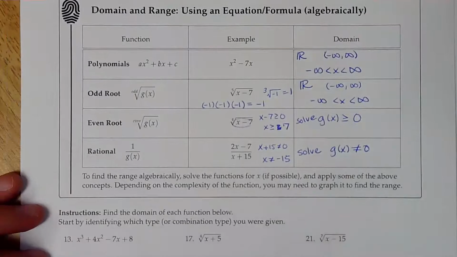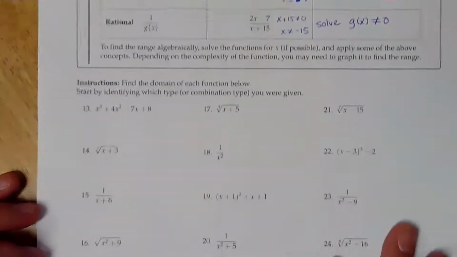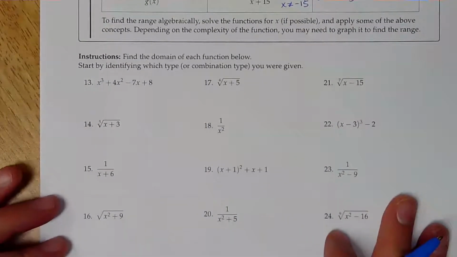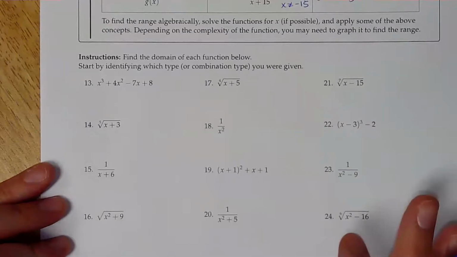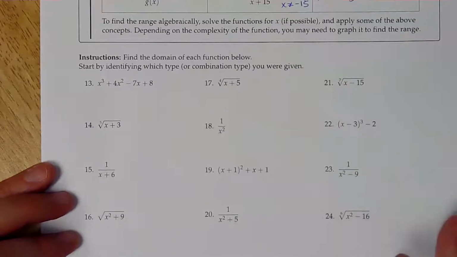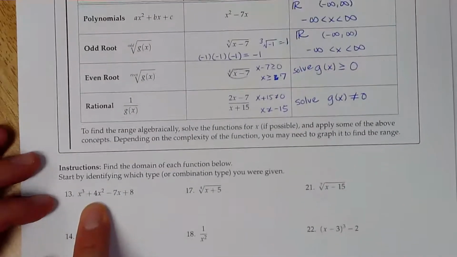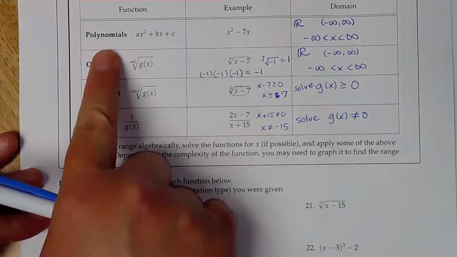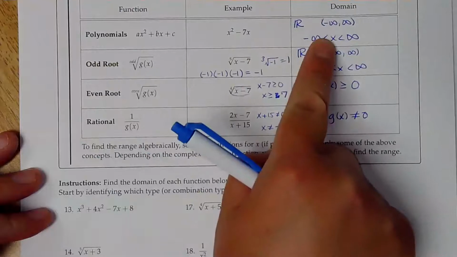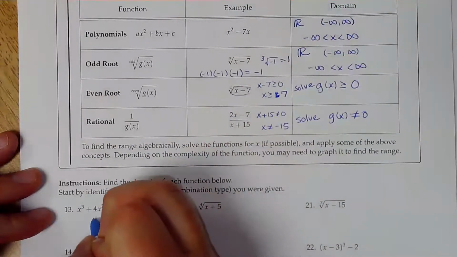But all right, so let's give this a try, and then I'm going to have you pause the video and try some on your own. So we're going to find the domain only for each of these, and the best way to do that is kind of to start by identifying what type of function you have. So here I have an x cubed plus a 4x squared minus a 7x plus 8. That is a polynomial, and I know polynomials are all real numbers.